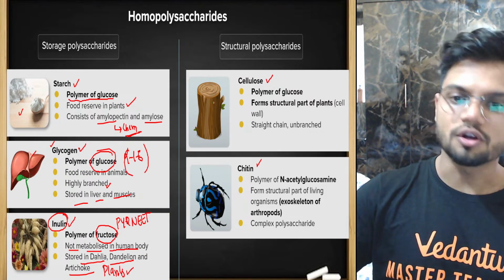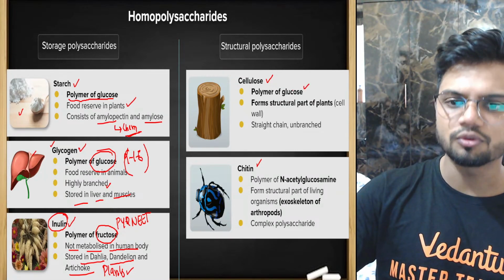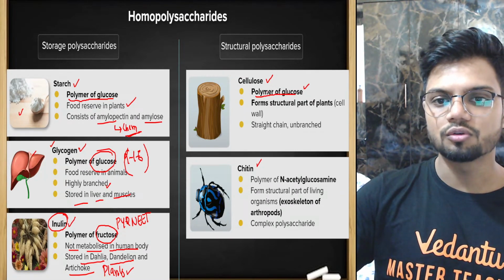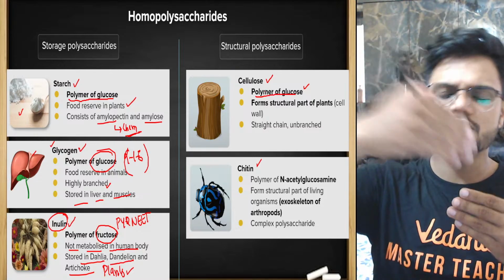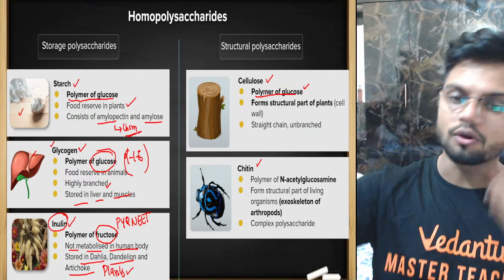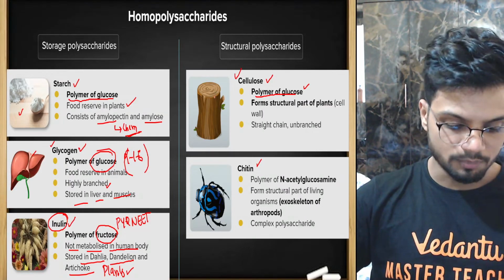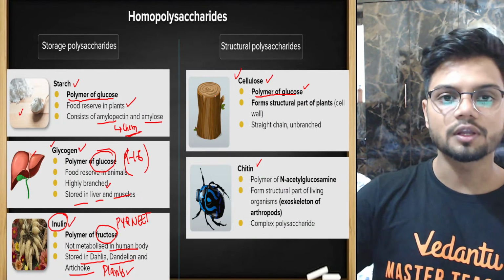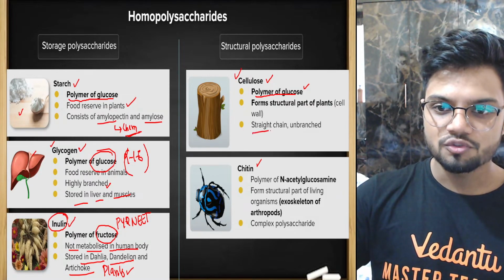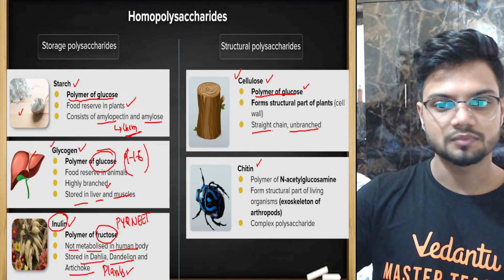Now structural, all of you know, again it is a polymer of glucose. Cellulose is a long chain of glucose. And all of you know it is found in plants, the outer layer of the plants. Okay, straight chain, unbranched.